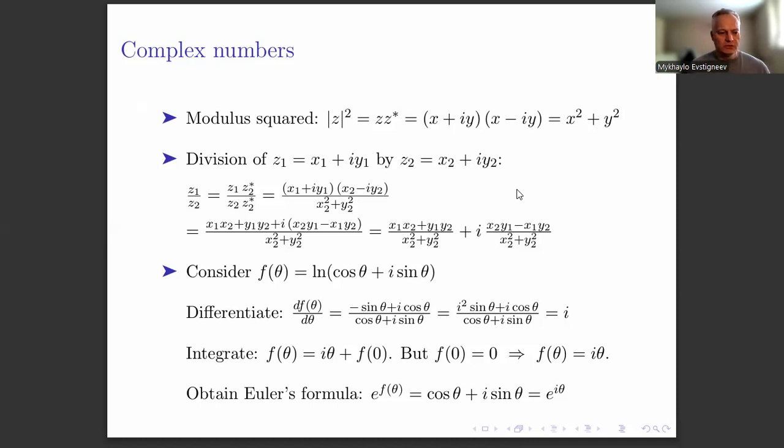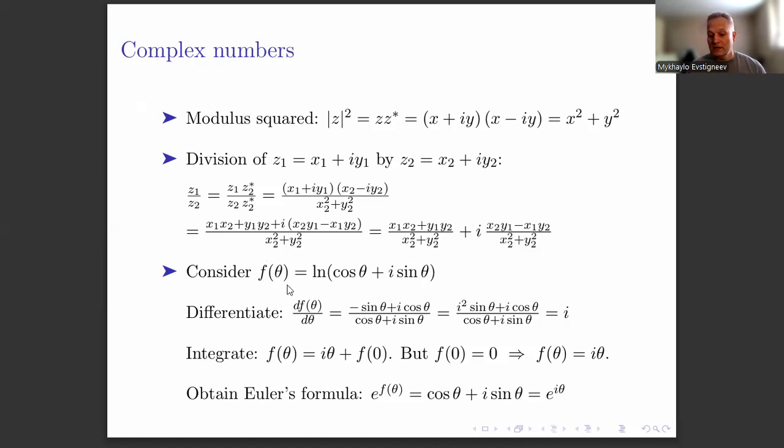Now I would like to introduce something called Euler's formula. Extremely useful in complex analysis. Let us consider a special complex valued function of a real valued argument, which I call theta. So this complex valued function f of theta is written as the natural logarithm of cos theta plus i sine theta. Okay.